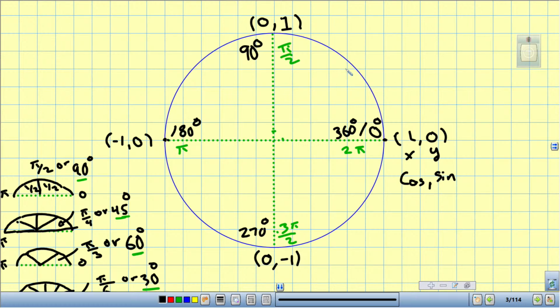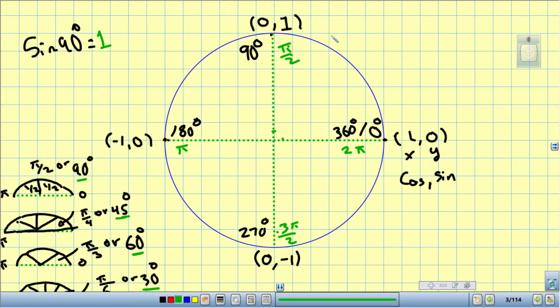So let's say, for example, I'm going to say, give me sine 90. Well, what are you going to do? I'm going to go to 90, which means I'm at the top here. Every x is cosine. Every y is sine. So if he wants sine 90, which one do you think he's going to pick? Yes. Simple as that. Sine 90 equals to 1.